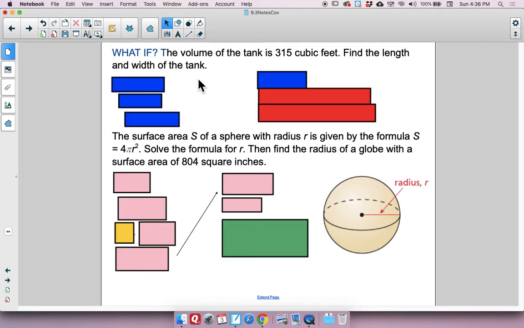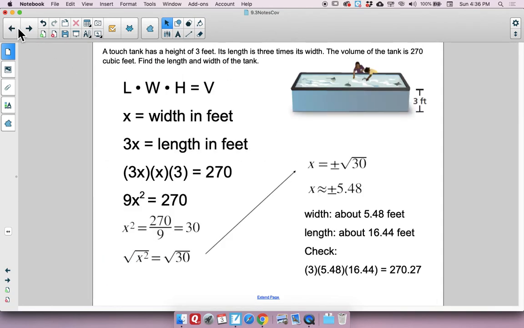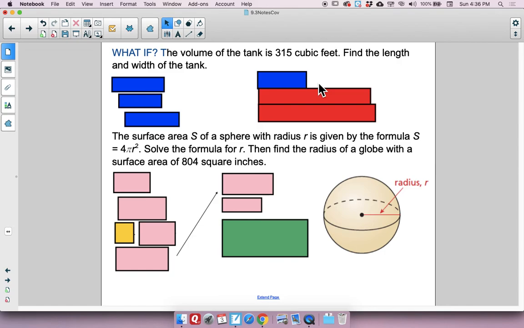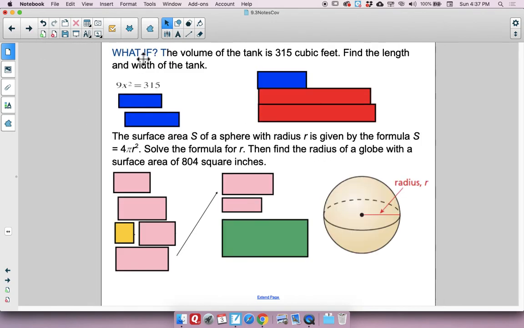All right. What would you do if the volume of the tank, and again, we're back to this problem here, the touch tank, if the volume was 315 instead? Well, similar type problem, right? Except we have 315 instead of 270. Because they haven't told us any other changes, we'd still have 3 times x times 3x for the length, the width times height multiplied together. This time it's equal to 315.